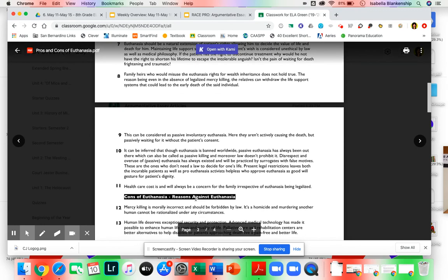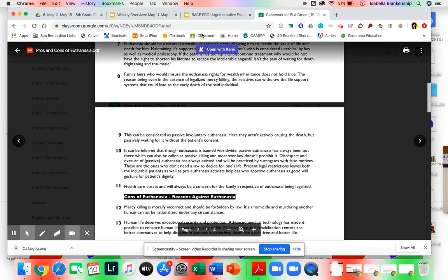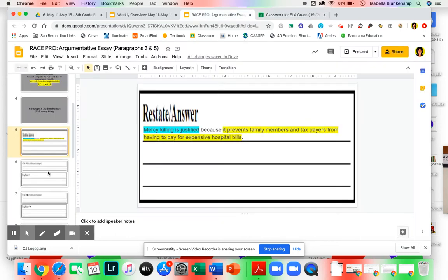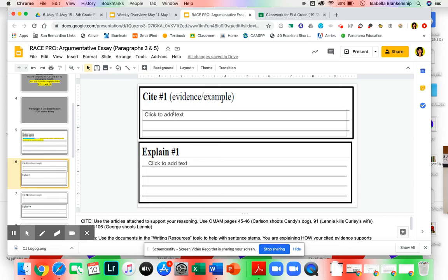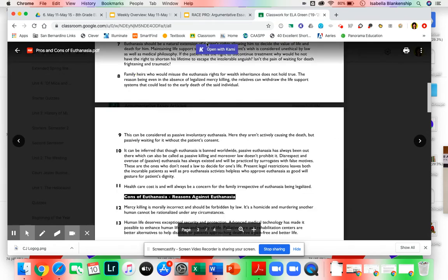The next paragraph is paragraph 11. This one also talks about cost. And I know that cost is something that was actually used in the Google slide. So what I'm going to do is I'm going to cite this piece of information. Healthcare cost is and will always be a concern for the family, irrespective of euthanasia being legalized. So when I go to cite, I'm going to start off just by putting a quotation mark and typing this sentence.